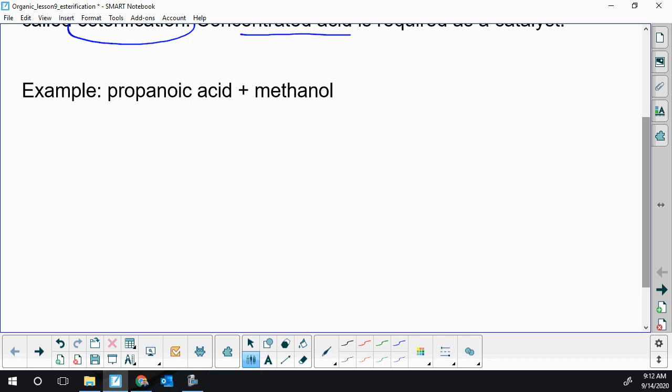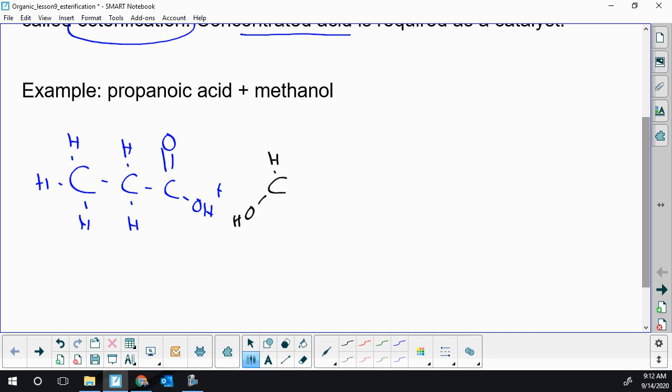So let's finally get to an esterification. My carboxylic acid is going to be propanoic acid. That's going to react with methanol. Catalysts typically go above or below arrows, so I'm writing the catalyst needed for this reaction. Sulfuric acid is the one we're going to use in the lab today.